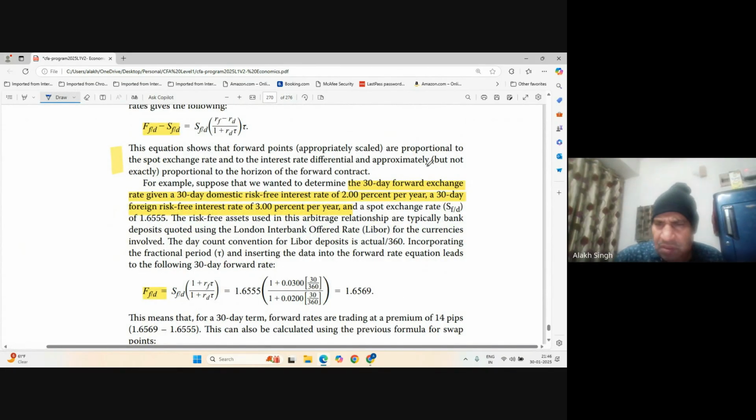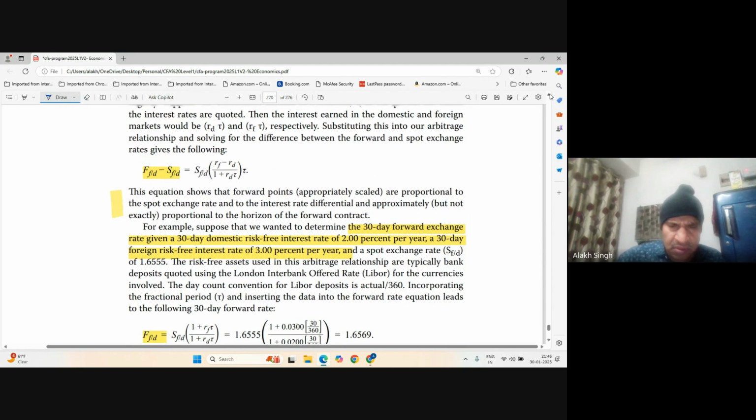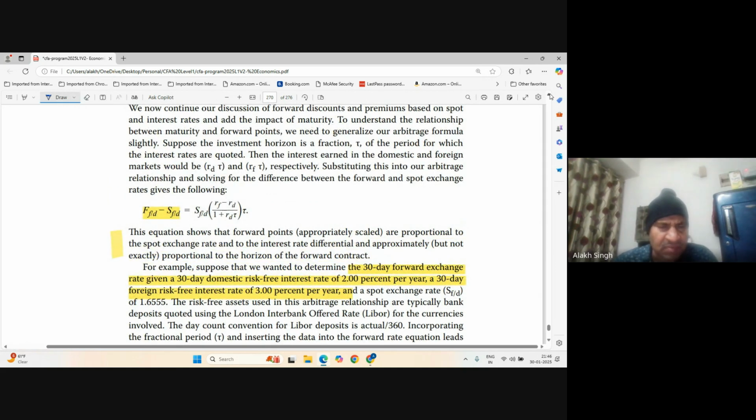Let's do this question. It is numerical, and there is no point in remembering these. Let's do it numerically. We will solve ourselves, and then we will understand. Suppose that we wanted to determine the 30-day forward exchange rate. It means 30 days, not 1 year. Given a 30-day domestic risk-free interest rate equal to 2%, so RD is equal to 2%, and the 30-day foreign risk-free interest rate is 3%, so RF is equal to 3%. And the spot exchange rate is 1.665 SF by D.